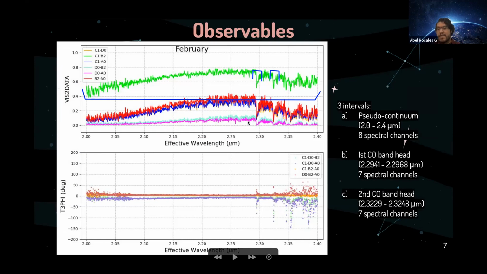To perform our analysis, we selected 3 spectral intervals, the ones that I show you here. We called the pseudo-continuum the entire region between 2 and 2 microns. The first bandhead here, and the second bandhead here. And on this side, you can see the spectral ranges and the corresponding spectral channels that we selected and analyzed. From now on, when I talk about these labels, you will know which interval I'm talking about.